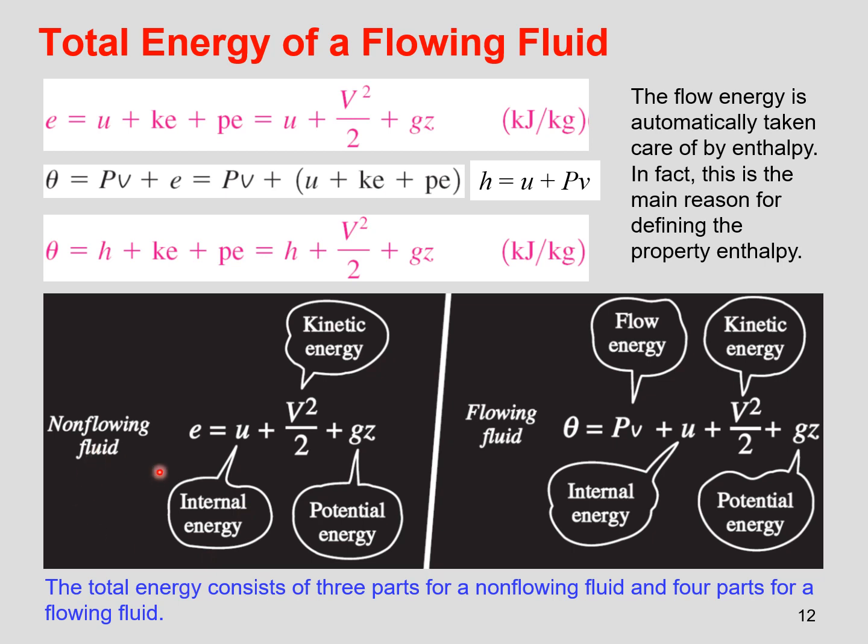So this here shows a little example. For a non-flowing fluid, you have the internal energy plus the kinetic and potential. For a flowing fluid, we combine the flow energy plus the internal energy, and typically write this as H, the enthalpy, plus the kinetic energy term plus the potential energy term.